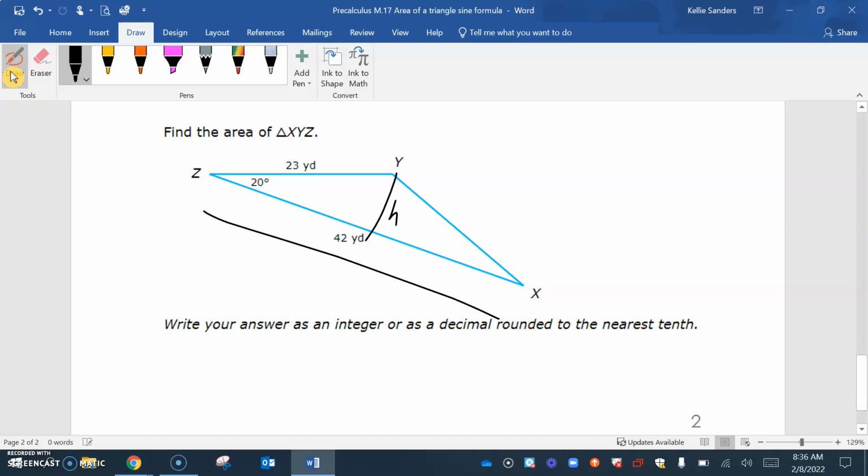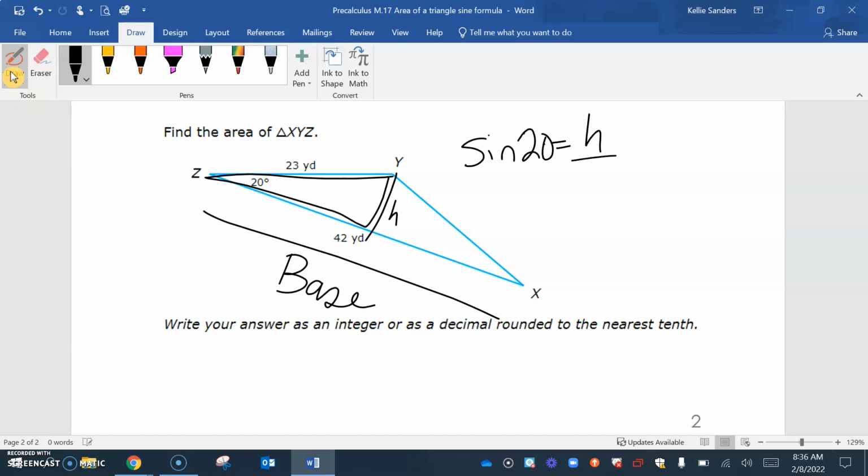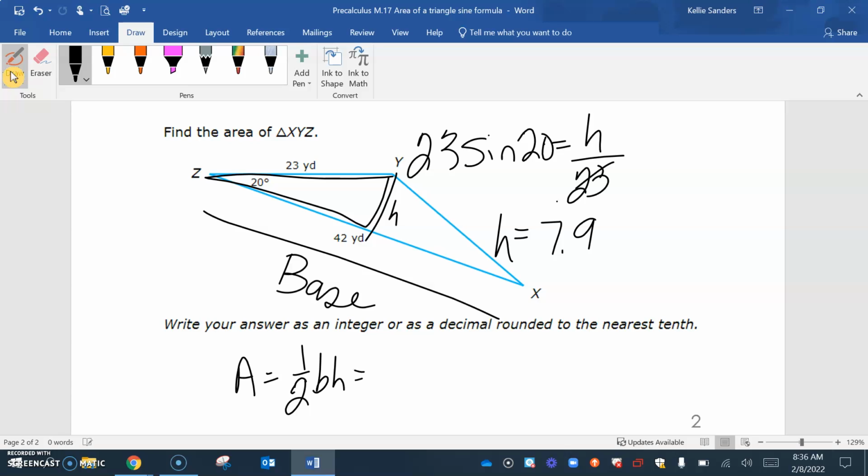Here's the height. Here's the base. So I'm going to find the height by using this triangle. Sine 20 equals height over 23. Take the 23 in front. 7.9. So the area is 1/2 base times height. 1/2, the base is 42. The height is 7.9. 165.9.